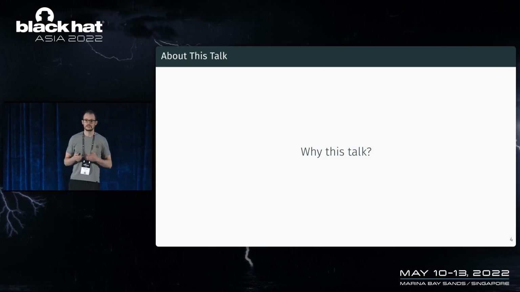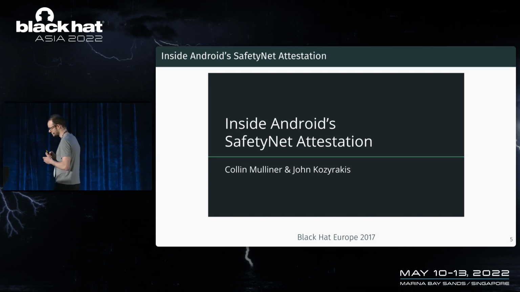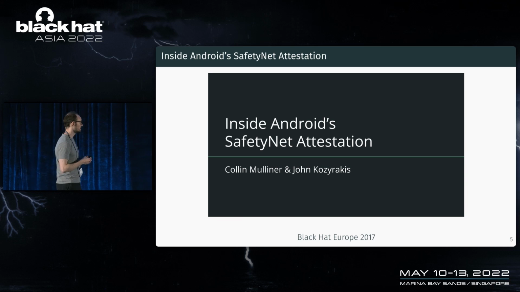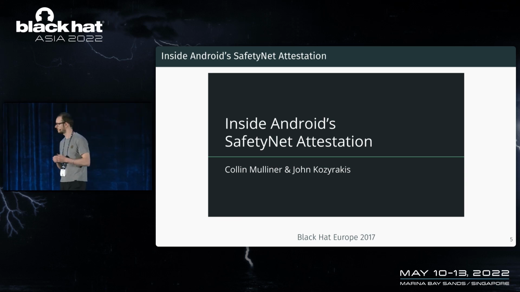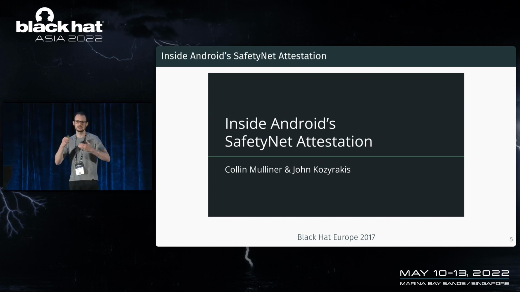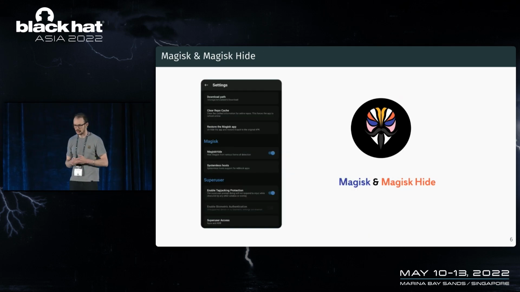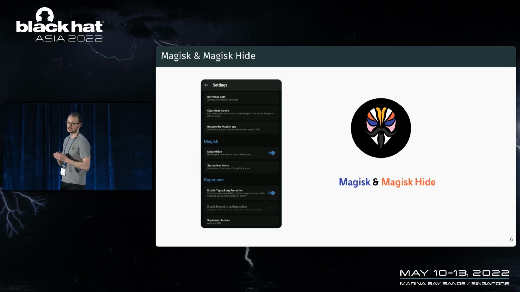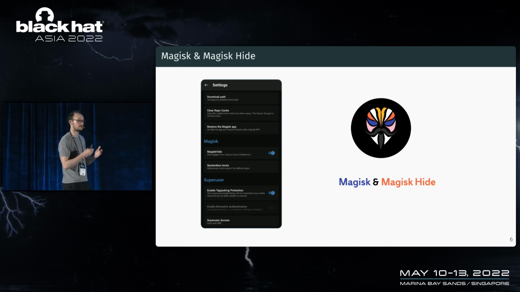So why give this talk at Black Hat Asia? Because basically in 2017, there was already a talk at Black Hat Europe about SafetyNet, and Collin and Jon presented some inner workings of how SafetyNet is designed. And they also mentioned a component, DroidGuard, but they did not explain a lot about how it is used and how it works. And by that time, there was also Magisk, which is the rooting solution for Android, and that enabled you to easily bypass SafetyNet.